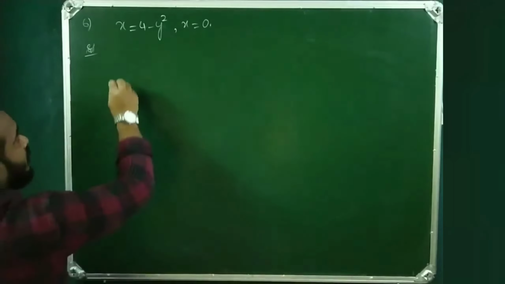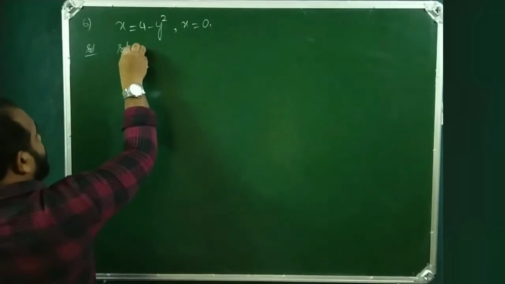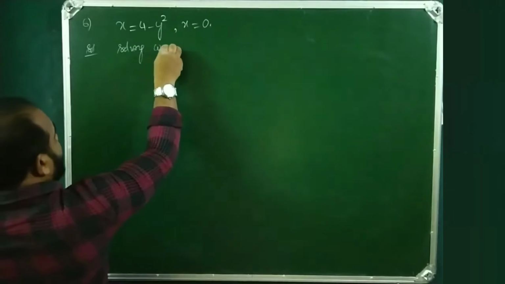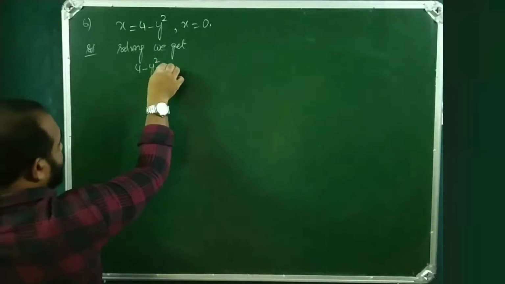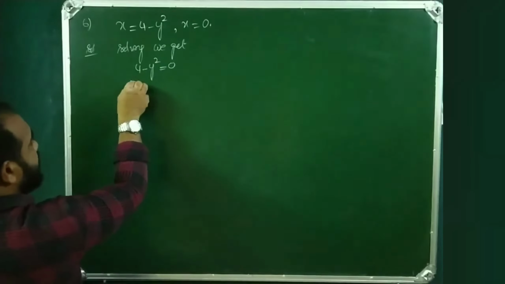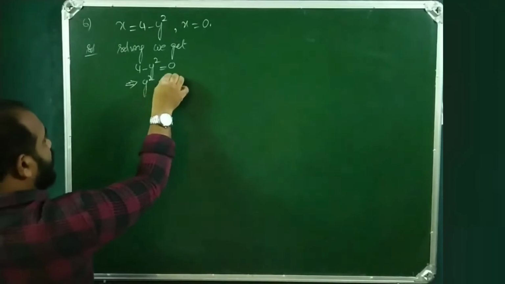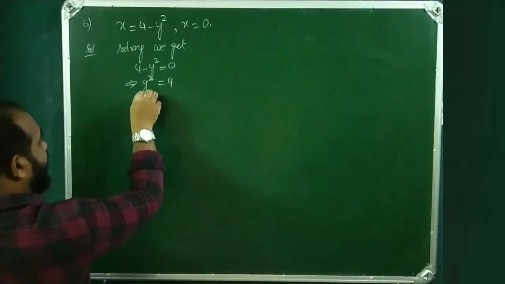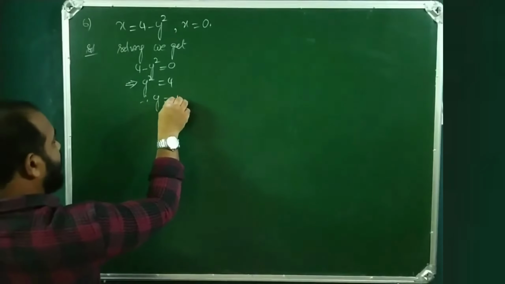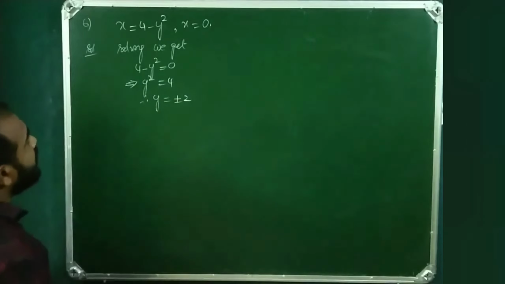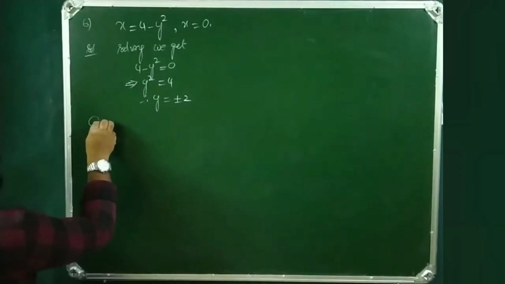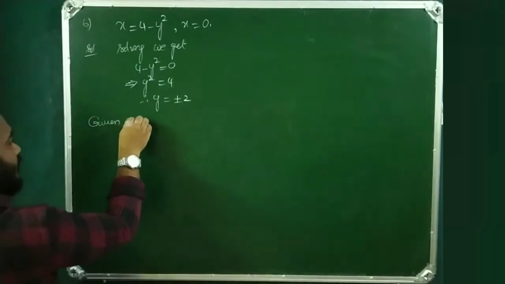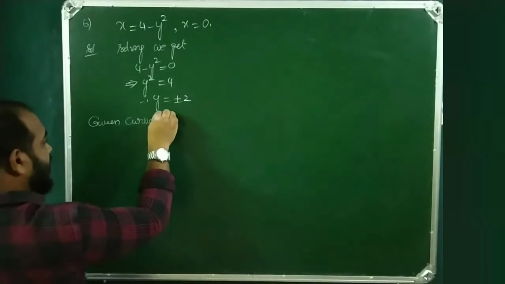For which let us try to solve both of them. So solving, we get 4 minus y square equals 0, which implies y square equals 4, therefore y equals plus or minus 2.